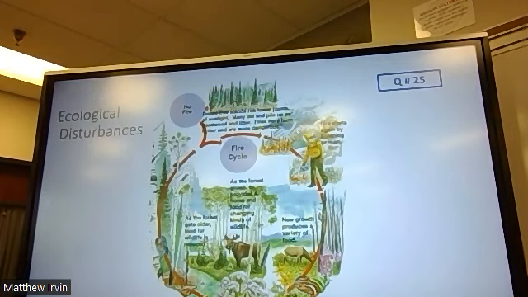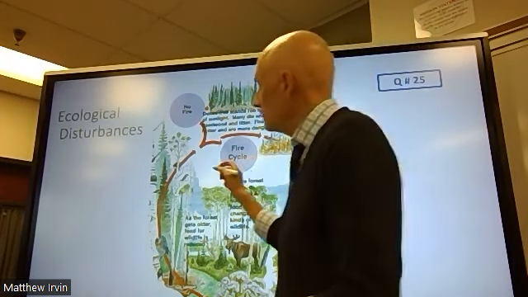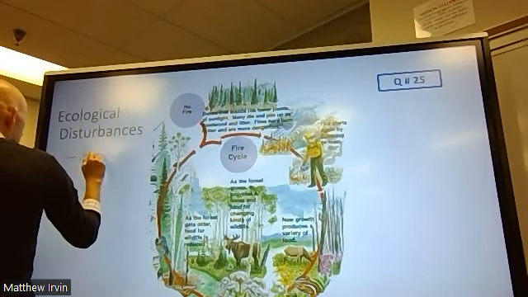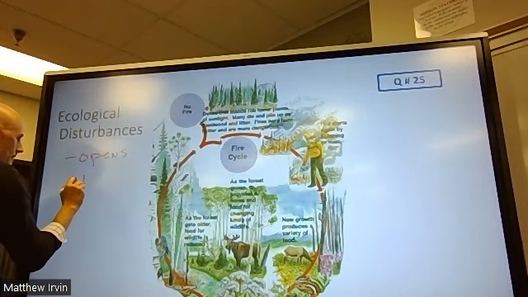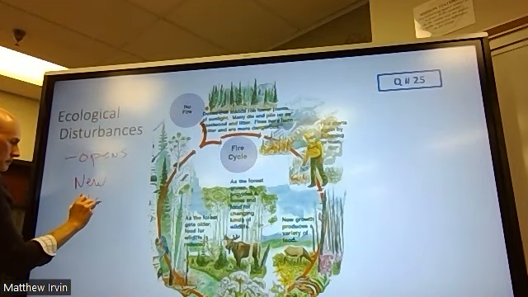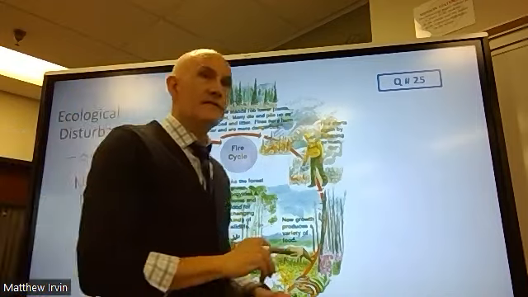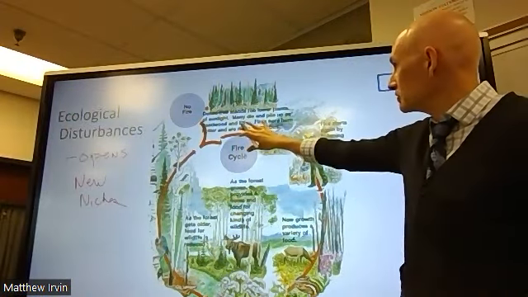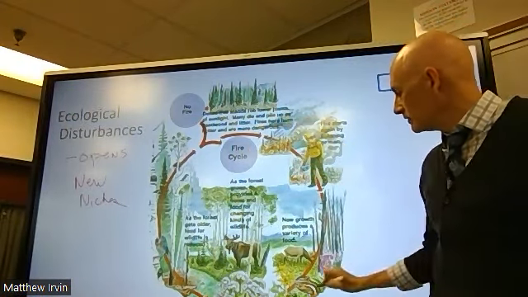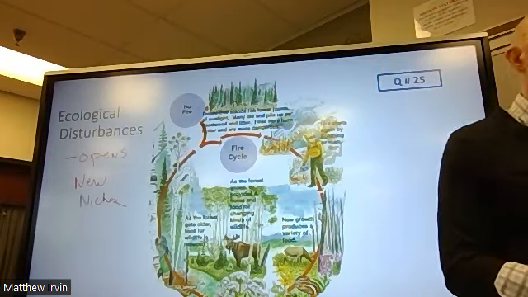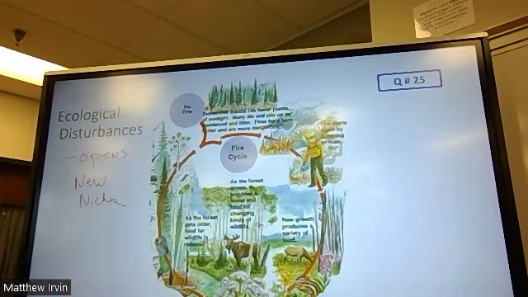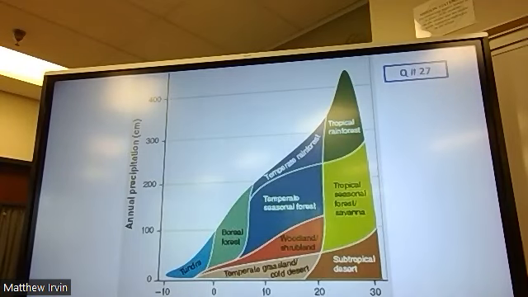Ecological disturbances can actually be good because it opens up new niches. And so when you get a short forest fire, then you get lots of growth of new kinds of plants, which make new niches. And therefore you get more biodiversity with occasional ecological disturbances.